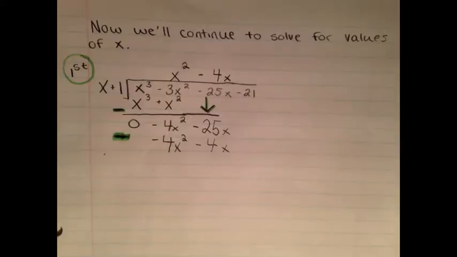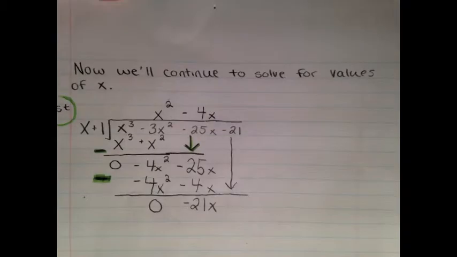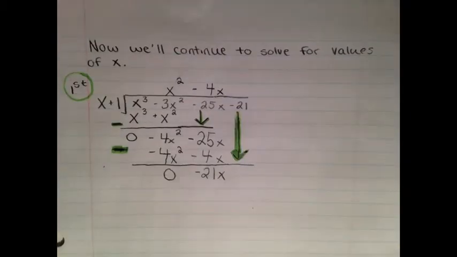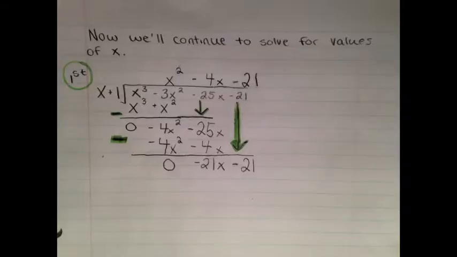You can do the math and let's check ours together. Once you get your answer, you could then subtract the numbers. I get 0 and negative 21x. Next, you bring down the negative 21. Next step, think to yourself, what multiplied to x plus 1 will give me negative 21x and negative 21? The answer is obviously negative 21.